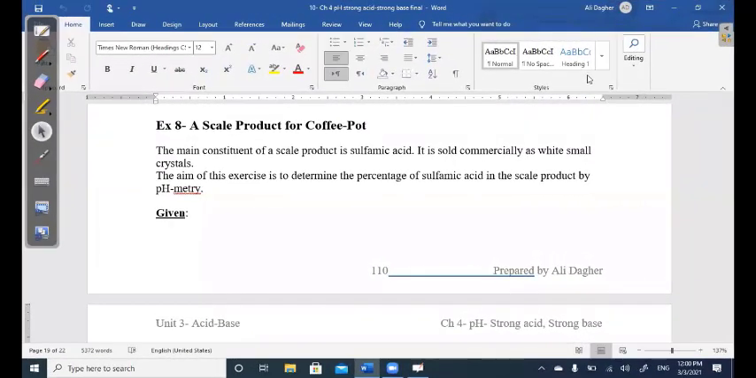A scale product for a coffee pot. The main constituent of a scale product is sulfamic acid. A scale product is a powder used to remove limescale from glass and stainless steel, which is a strong acid.